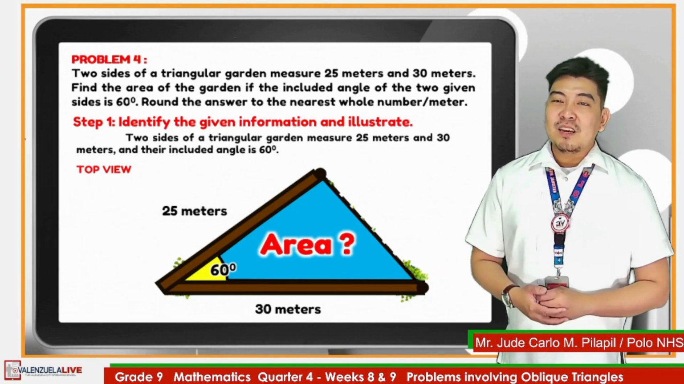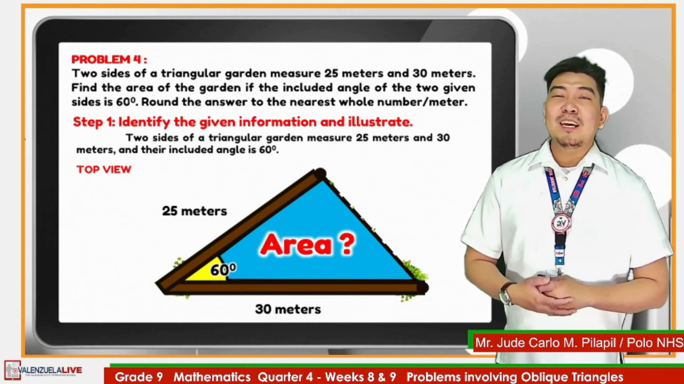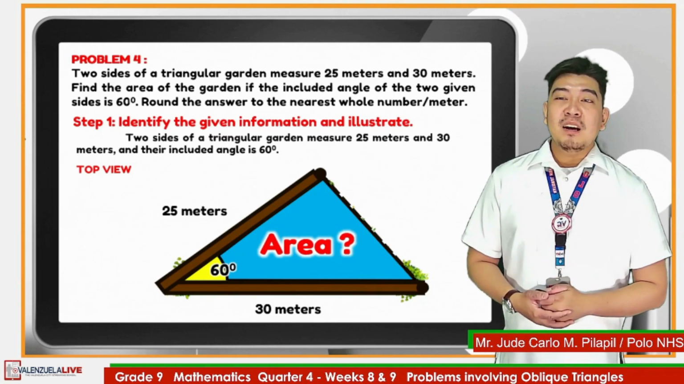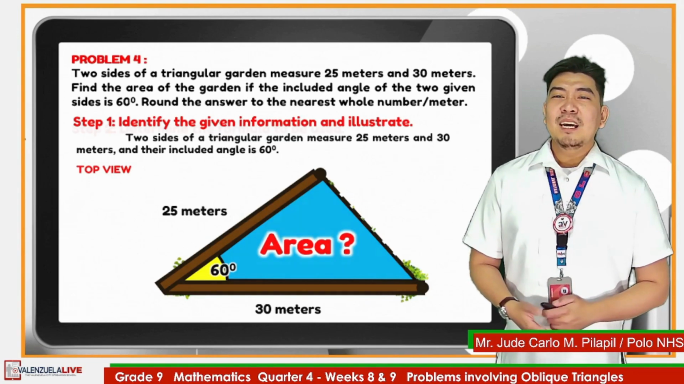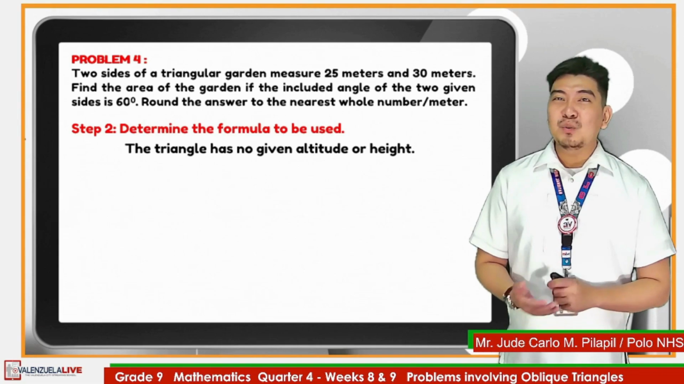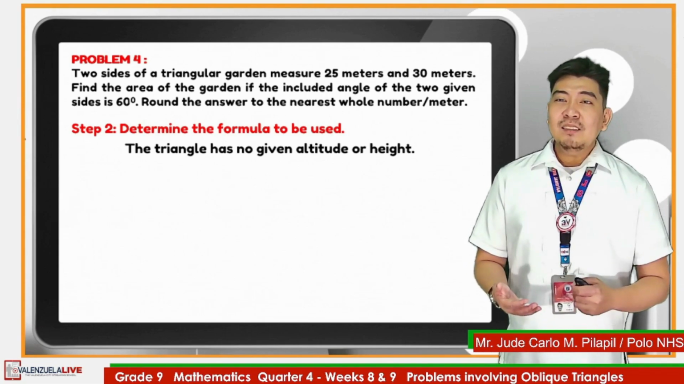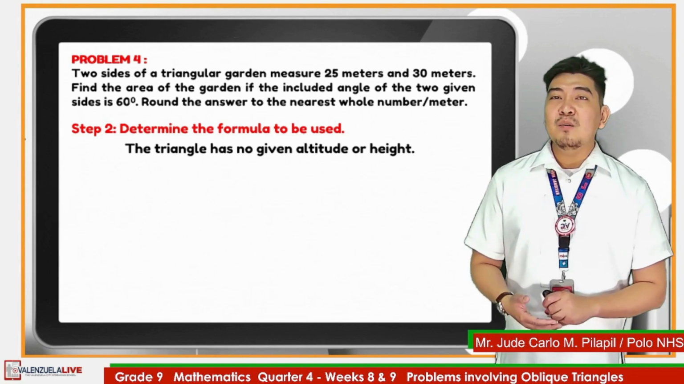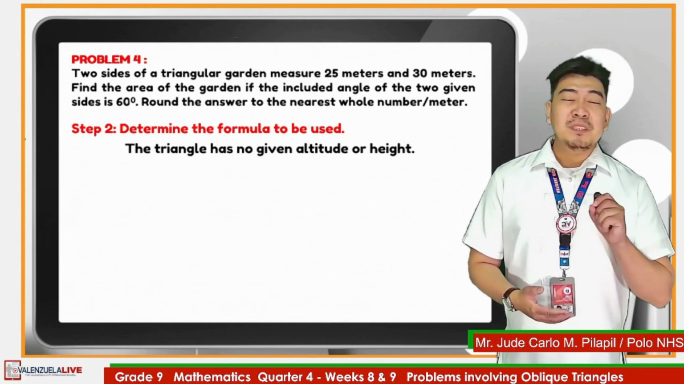Using the facts from the problem and its illustration, let us proceed to determining the formula to be used. If you can remember, the triangle has no given altitude or height. Hence, we cannot use the formula: the area of the triangle is equal to 1/2 base times height.